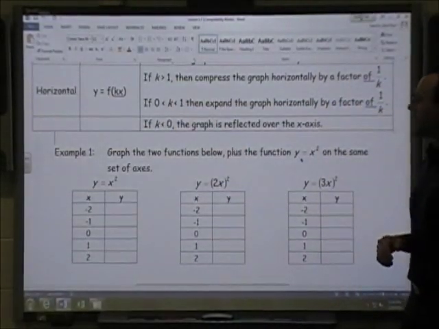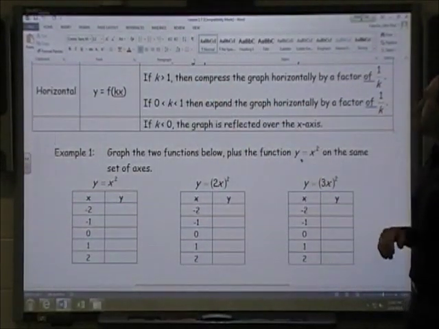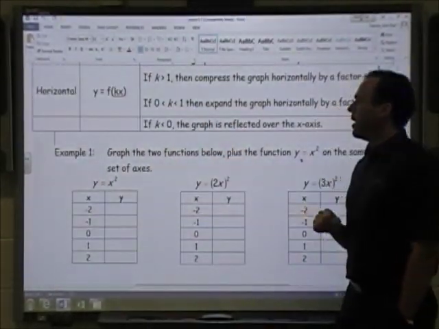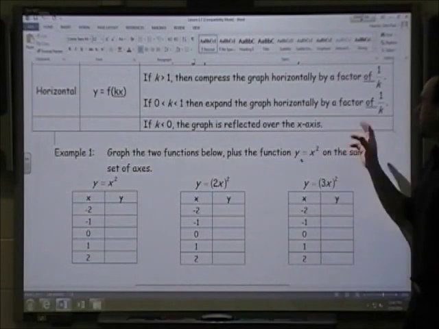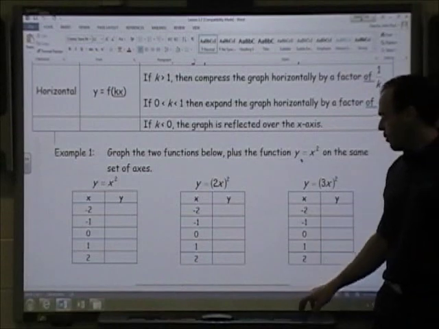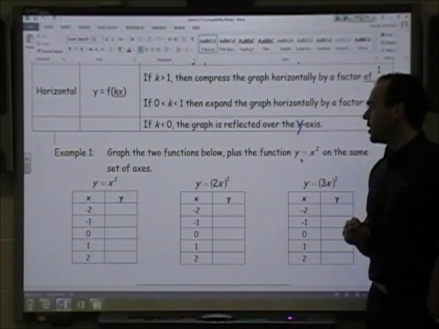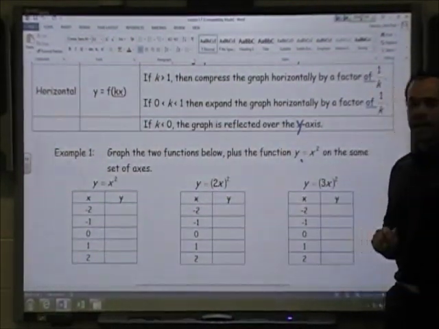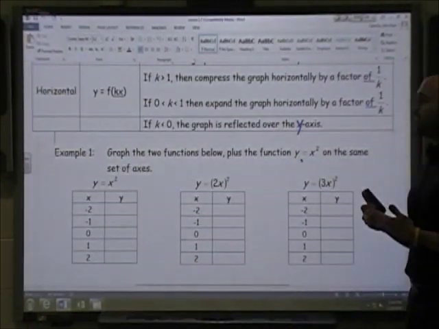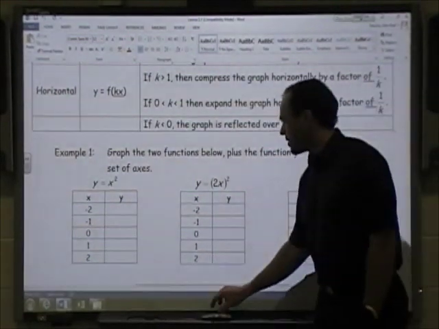actually works in reverse. It is a horizontal, should say horizontal compression by a factor of 1 over k. If k is in between 0 and 1, then it is a horizontal stretch by a factor of 1 over k. And also, if k is a negative, then it's going to be a reflection on the, this should say y-axis. That's a typo. So we'll change that. That should be a reflection on the y-axis. So, this is me telling you this, but let's actually look at this and see for ourselves why this happens.